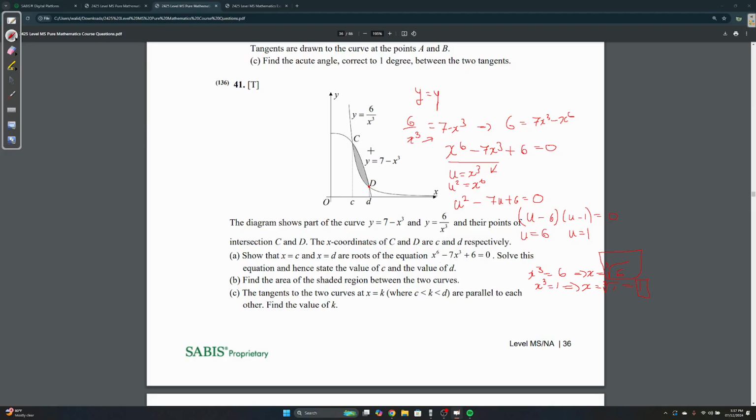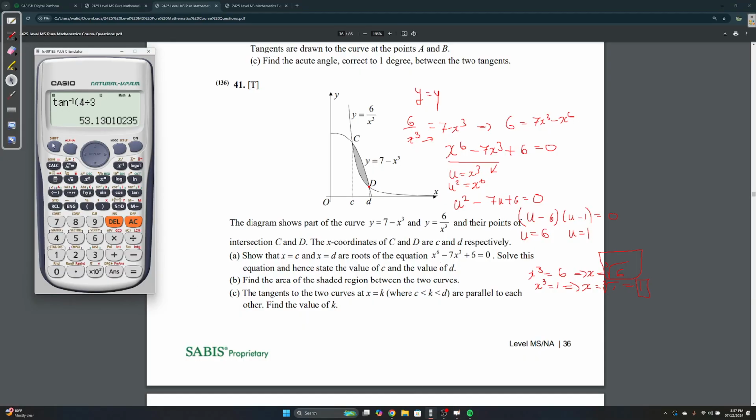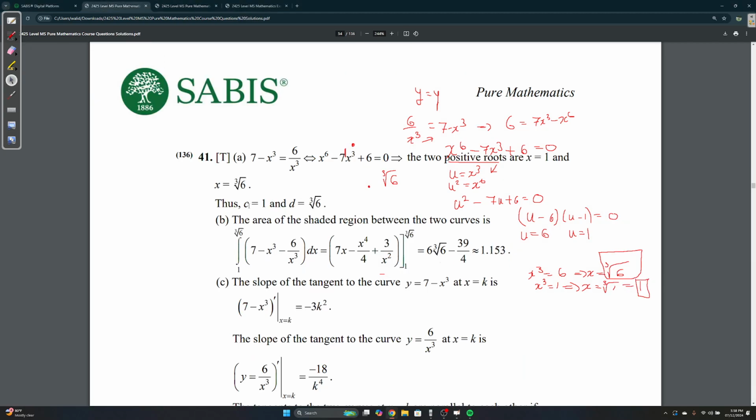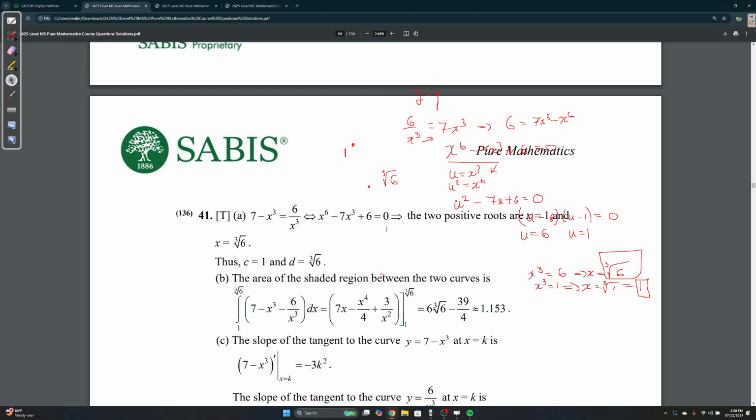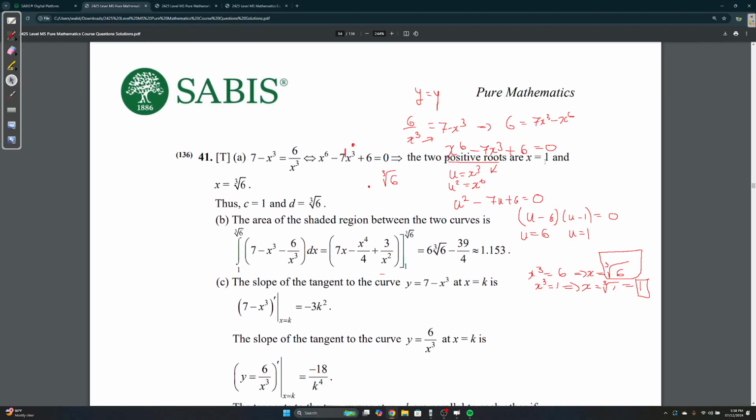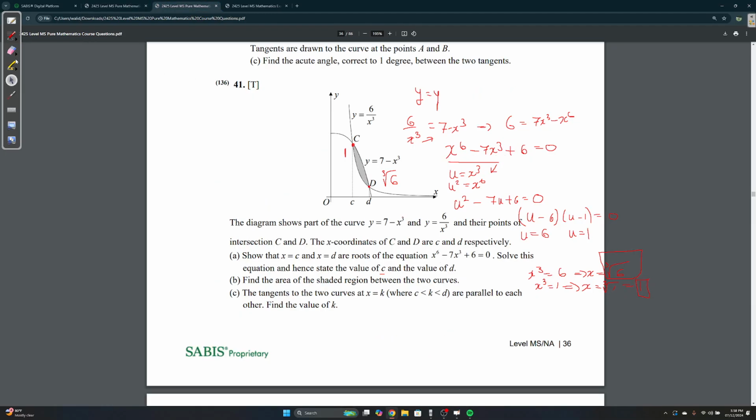So which one is which? If you're not sure what the cube root of 6 is, you can just do it on your calculator. Cube root of 6 is 1.8. So obviously this one here will be 1, and this one here will be the cube root of 6. So the value of c is 1, and the value of d is the cube root of 6. Okay, c equals 1, and see here, they never explained it. They just said x equals 1, cube root of 6. Okay, we're done with this.